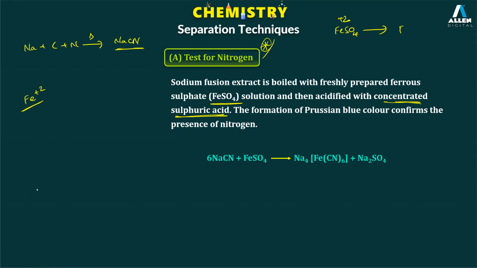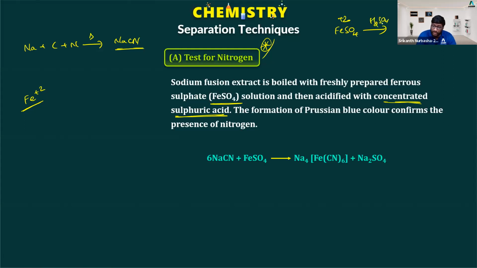Yes. FeSO4 can be converted into Fe2(SO4)3. That means iron has been converted from +2 to +3, where we have H2SO4 present. So NaCN is obtained because of the sodium fusion extract, and Na+ and CN- are there. CN- is the cyanide ligand. The cyanide will be reacting with Fe2+ and SO4 2-.